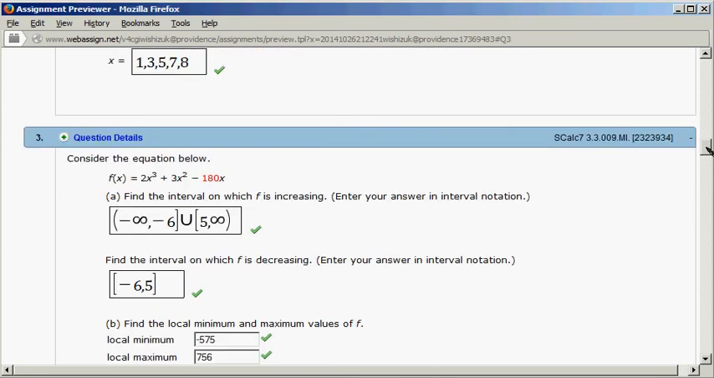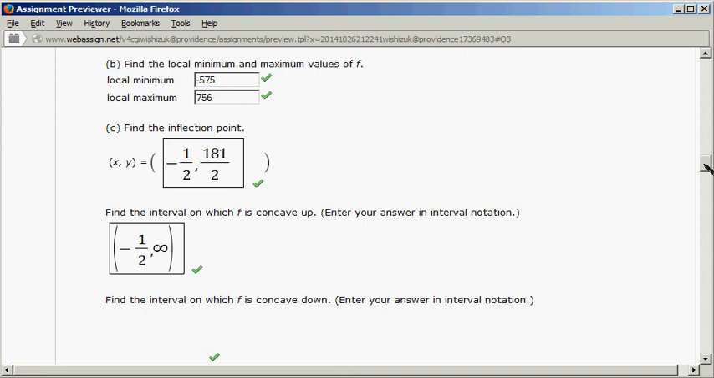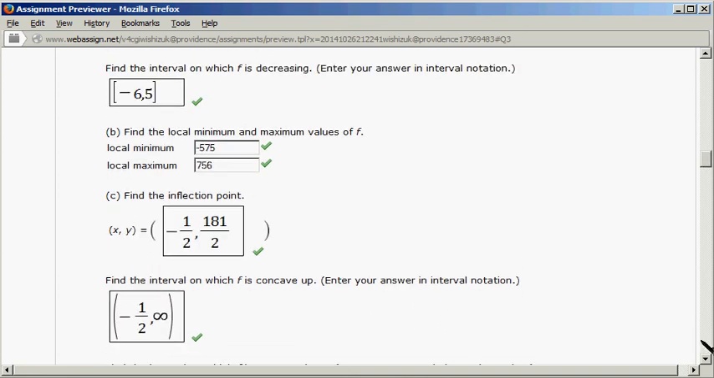Alright, sorry about a couple of mistakes, but we got them all done. Alright, that's it. I hope that this was clear.